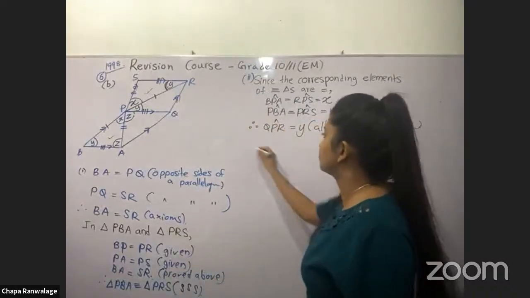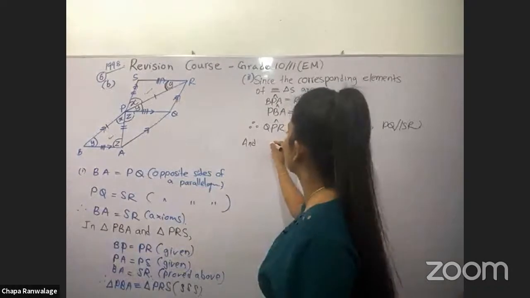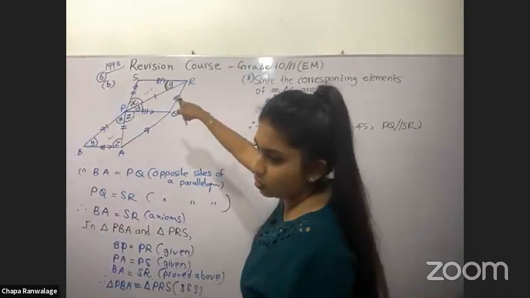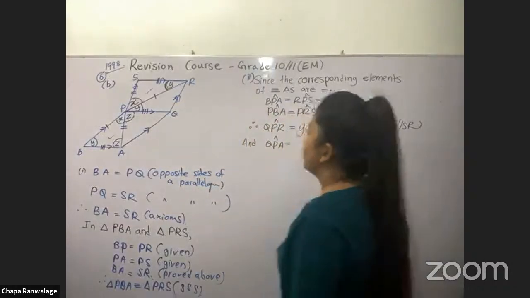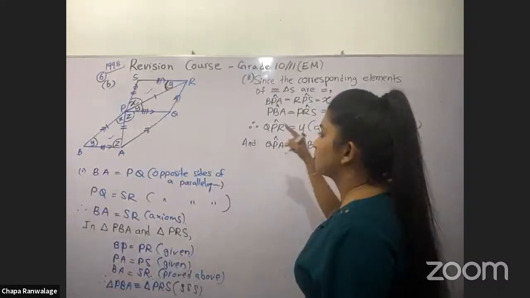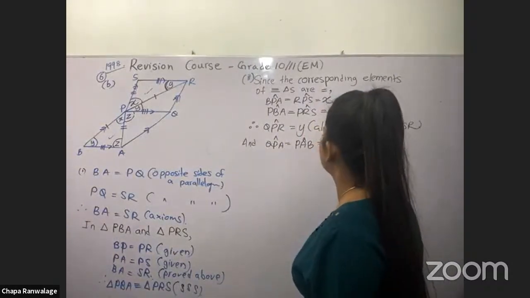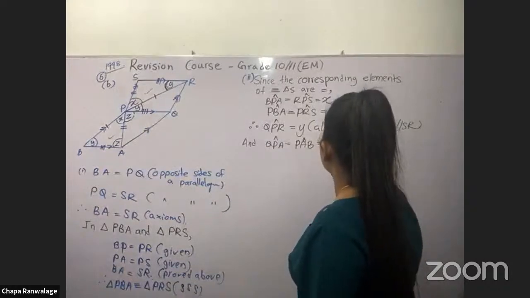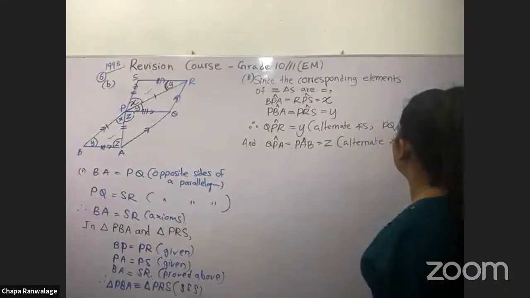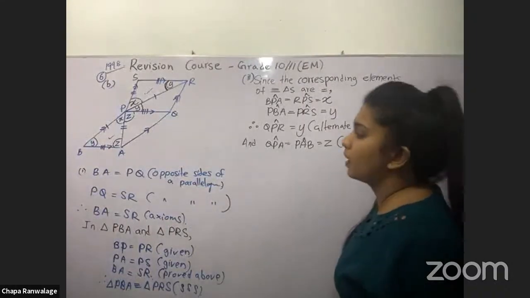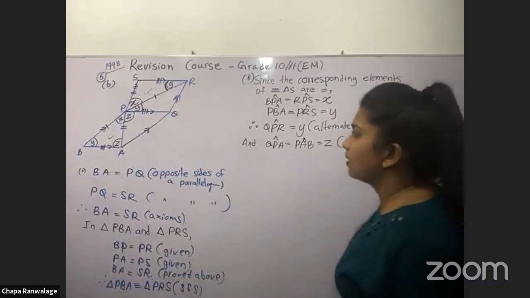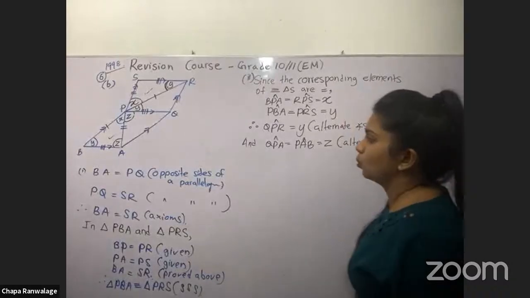And QPA. QPA equals PAB. PAB equals z, alternate angles. BA is parallel to PQ. Right?